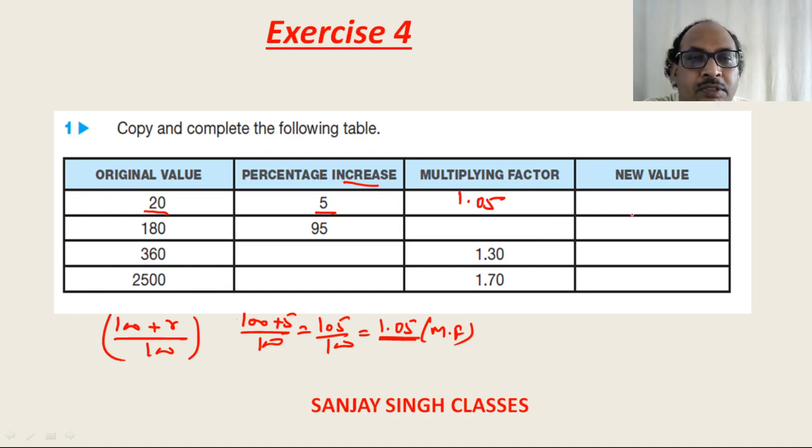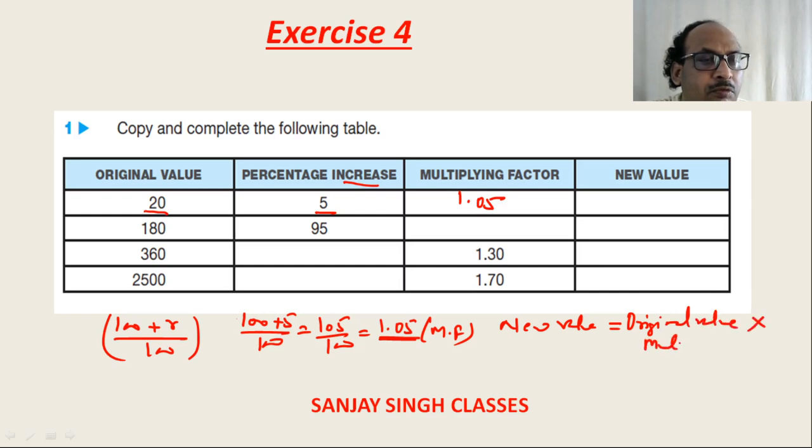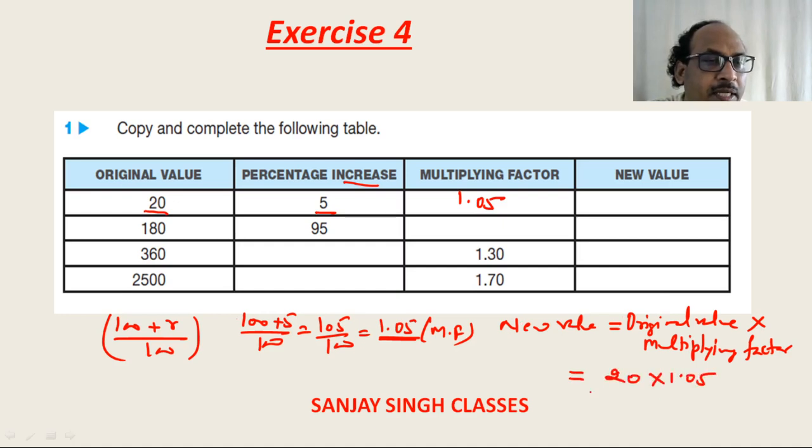Now the new value, how will we find it? We need to multiply the original value into the multiplying factor. Okay, let me write properly. Original value into multiplying factor. So this will give us 20 into 1.05, and that is 21. So the new value has become 21. In this way we need to fill it up.